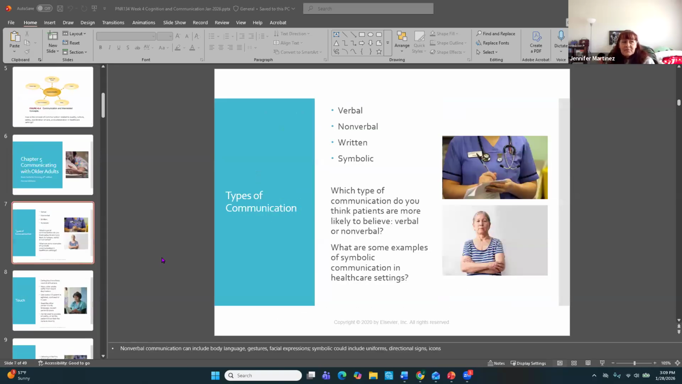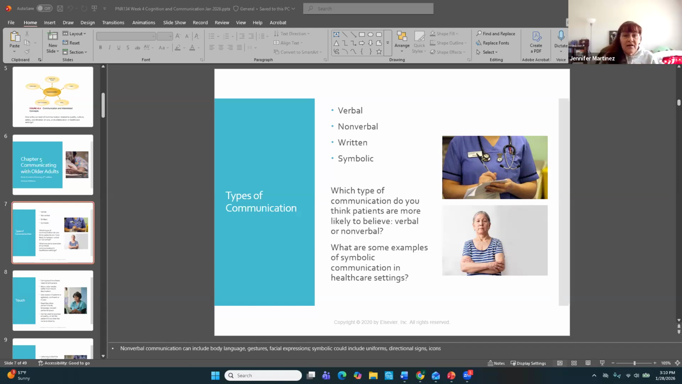So we'll start with chapter 5. We have the different types of communication, right? We have verbal, nonverbal, written, and symbolic. Verbal communication is pretty basic. It's us talking to each other, having a conversation, or in some cases, it could just be giving a note with no expectation of a response, but it could even be giving commands, that kind of thing. Nonverbal communication is everything else, right?